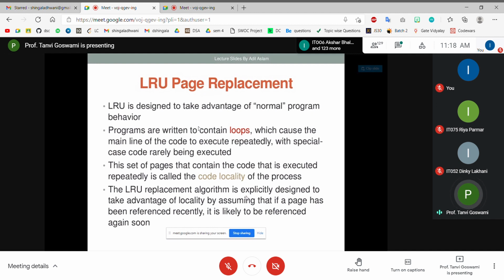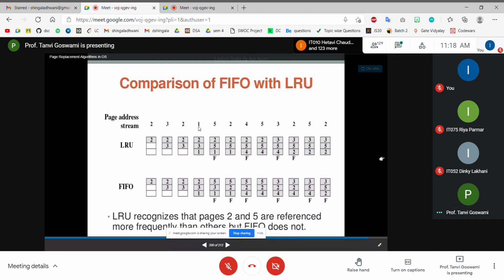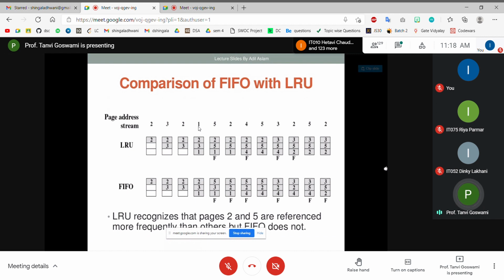The LRU replacement algorithm is explicitly designed to take advantage of locality by assuming that if a page has been referred recently, it is likely to be referred again soon. Okay, so that is LRU. So if you compare LRU with optimal, we can see that with LRU, the number of faults and number of hits depend on the address references. Okay, so LRU recognizes that pages 2 and 5 are referred more frequently than others, but FIFO cannot.